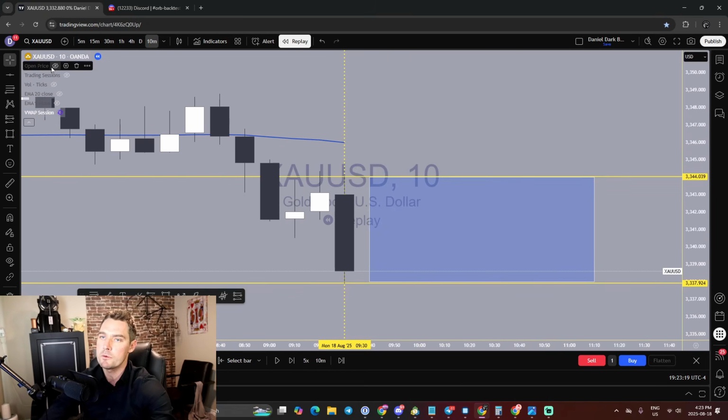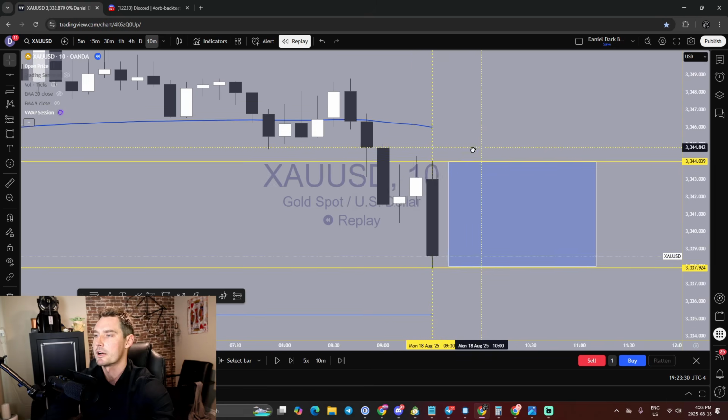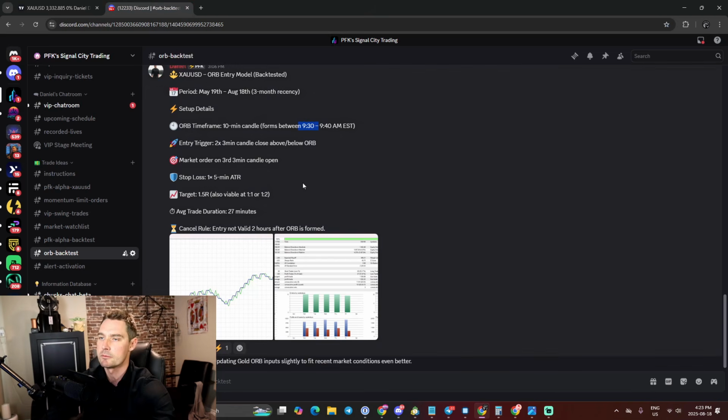So just make sure those settings are there. The other one I really like for this strategy is the open price. That's going to be this blue line here. That's the price that the market opened at. So we have these two lines just to be aware of them. Now, let's go back to the entry model itself.